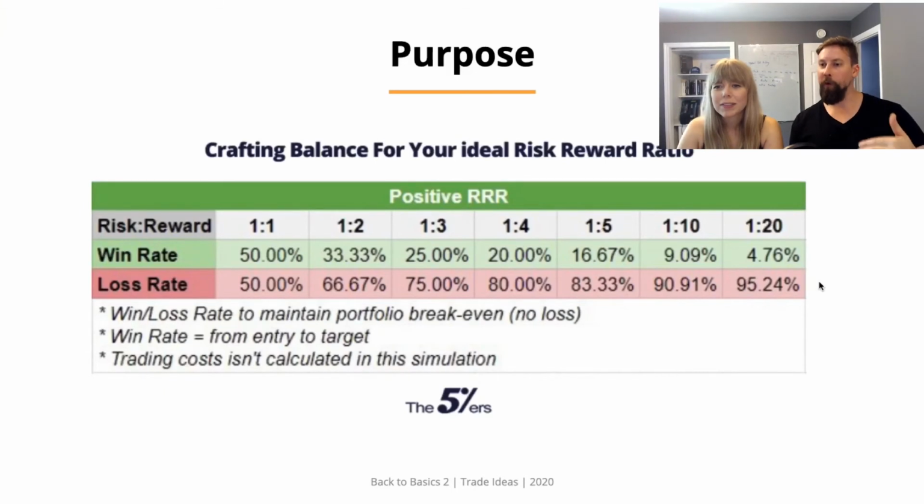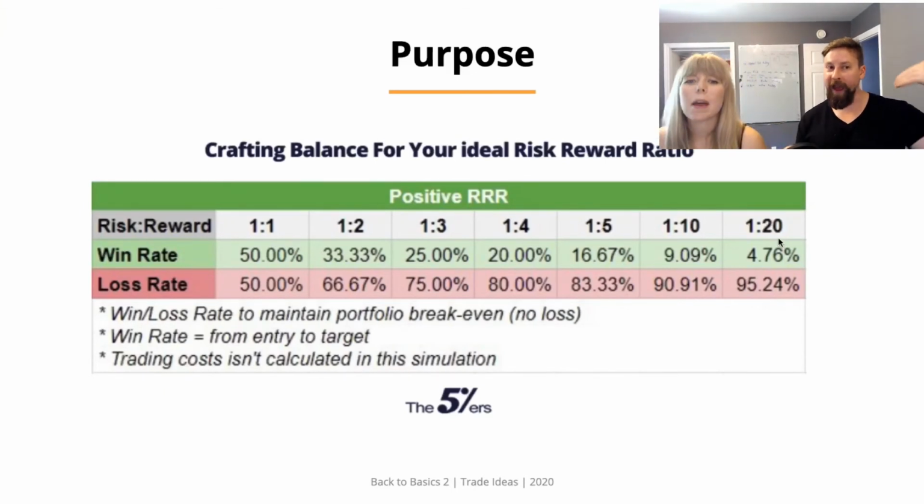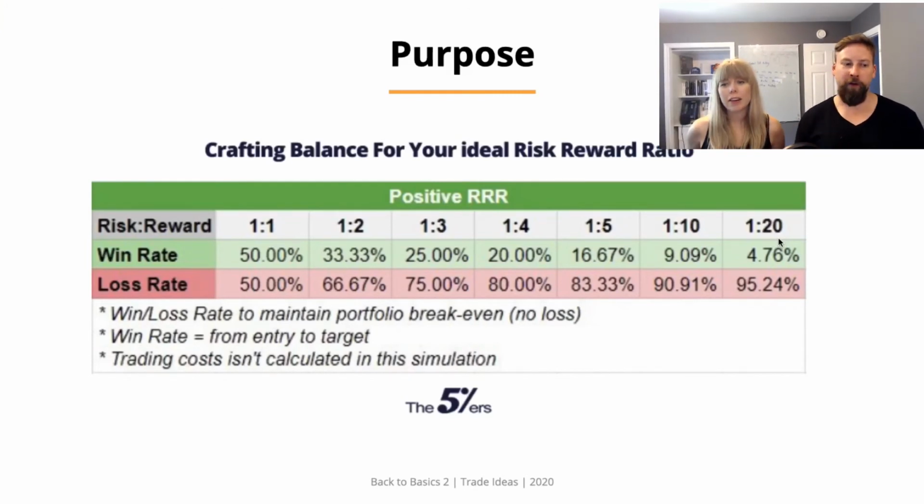And so on. So 1 to 20 would mean I lose $100 when I'm wrong and I make $2,000 when I'm right. But these numbers could be reversed. It could be like 2 to 1. It could be flipped. So all this is just showing that.